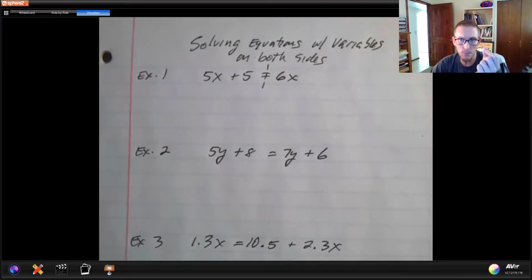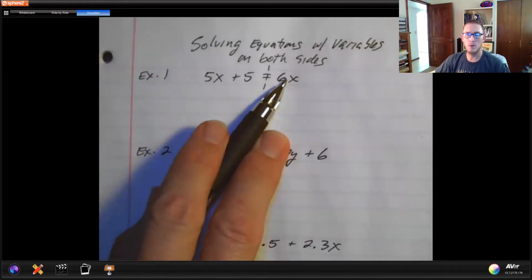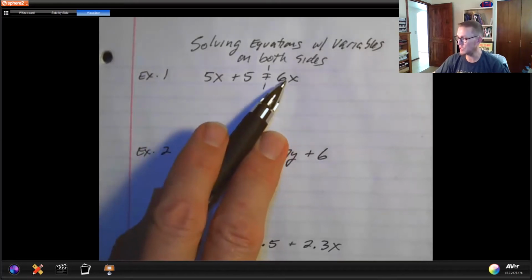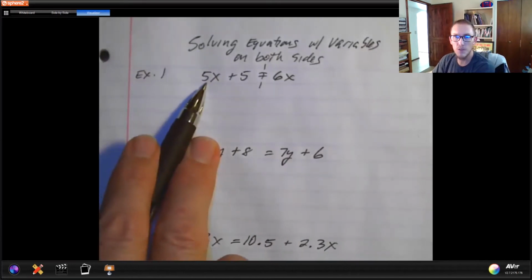We can make it disappear from one side, basically become nothing, and move to the other side. What I would recommend is always take the smaller one and try and move that. Now you can move either one. So I can move the 5x or I can move the 6x. But typically we want to move the smaller one, especially in this case because the x's are already on the right side with nothing else. So I'm going to move this 5x.